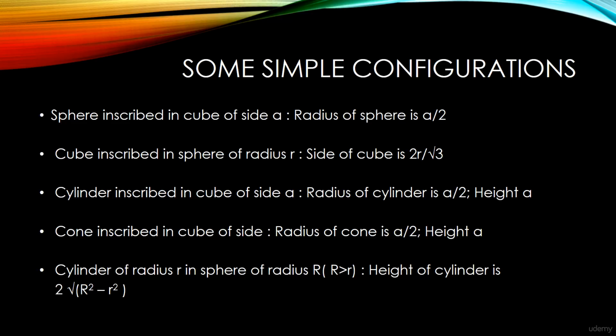Height is A. Cylinder of radius r inscribed in a sphere of radius R, where R is capital R and r is small r. The height of the cylinder is 2 into square root of R square minus r square.